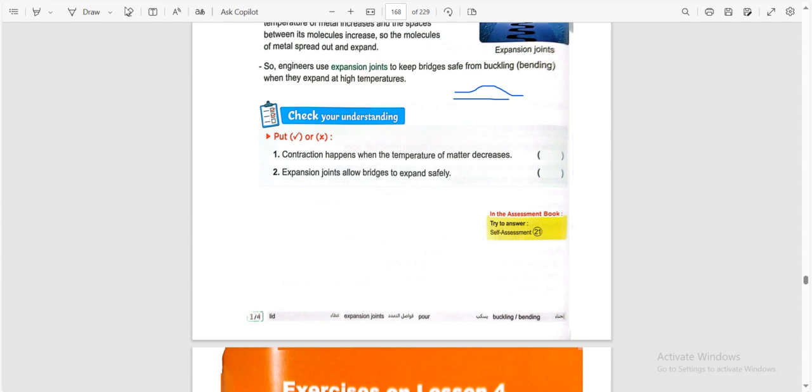Let's try and answer these questions now. Contraction happens when the temperature decreases. Is that true or false? Well, that's true. So contraction happens when the temperature decreases, and expansion happens when it increases. Next, expansion joints allow bridges to expand safely. That's true as well. Good.